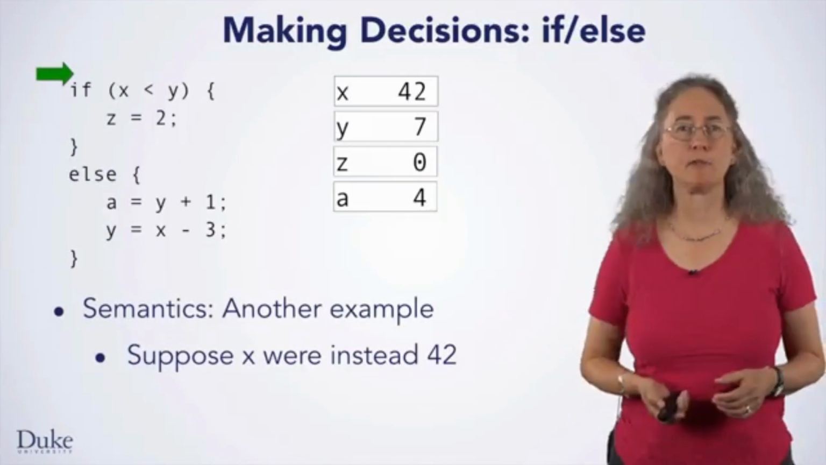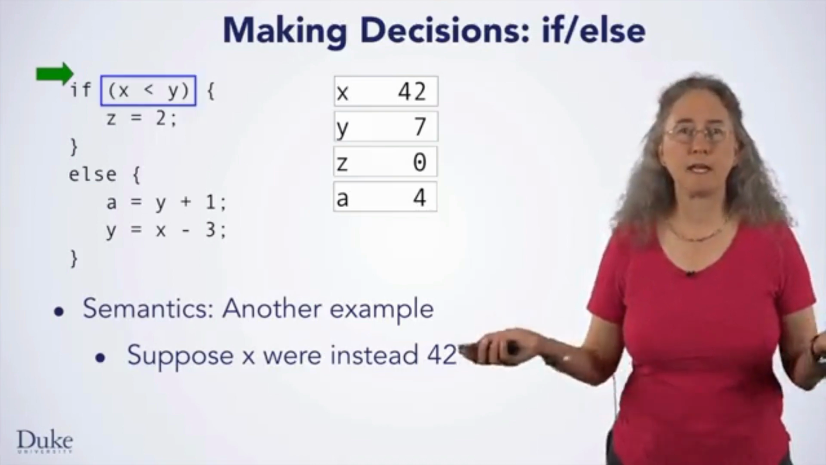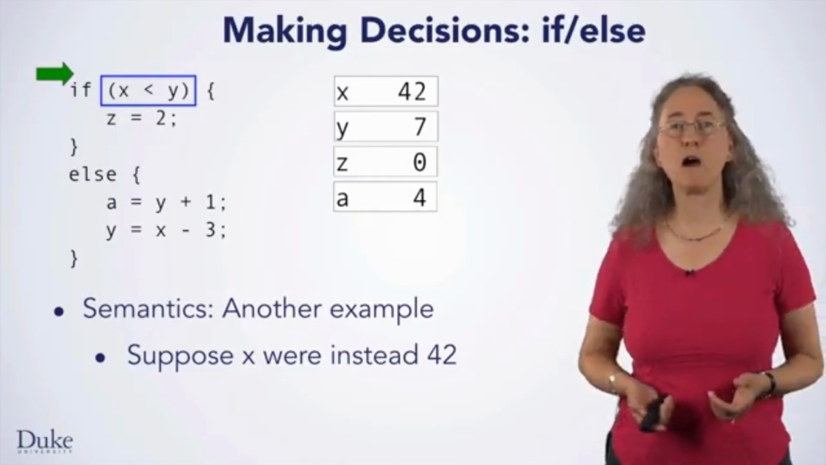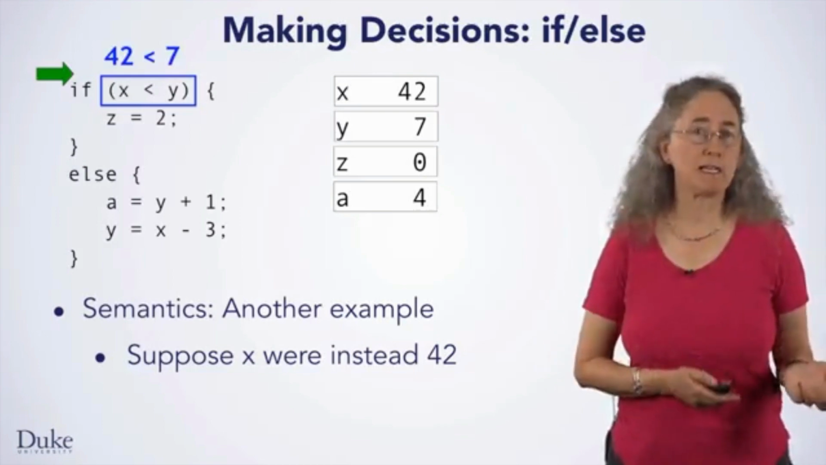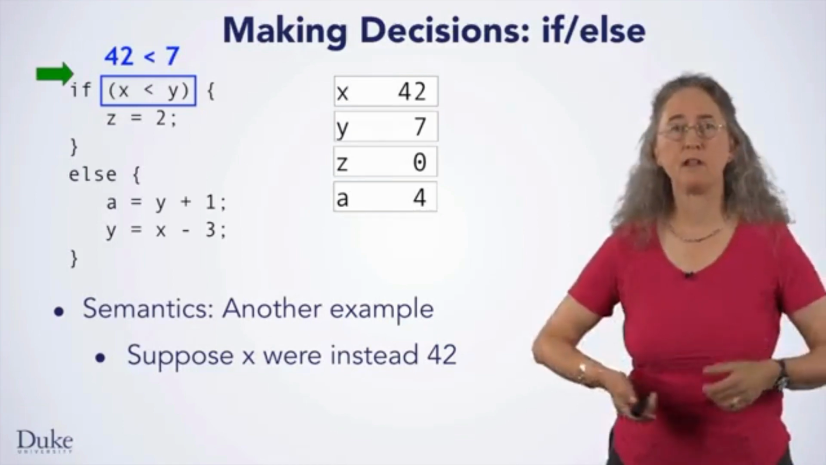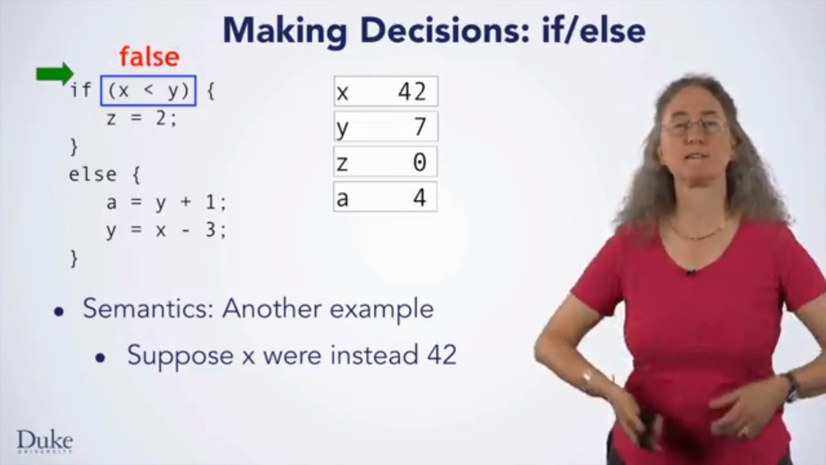Now let's look at the example again, but with different values for our variables. We again begin by evaluating the condition expression, is x less than y? However, this time, x is 42 and y is 7. So we're evaluating, is 42 less than 7? This expression evaluates to false, since 42 is not less than 7.